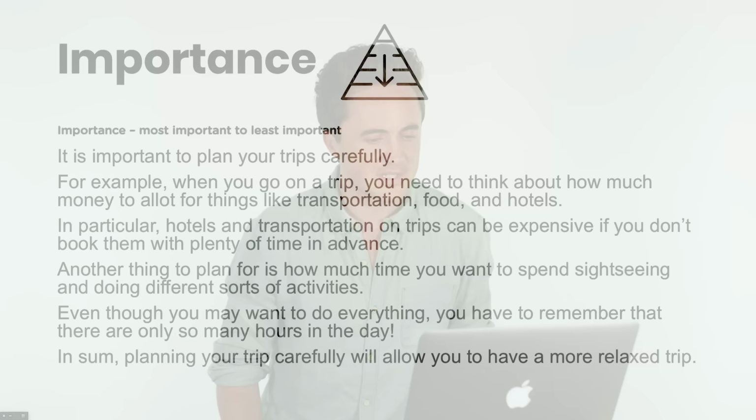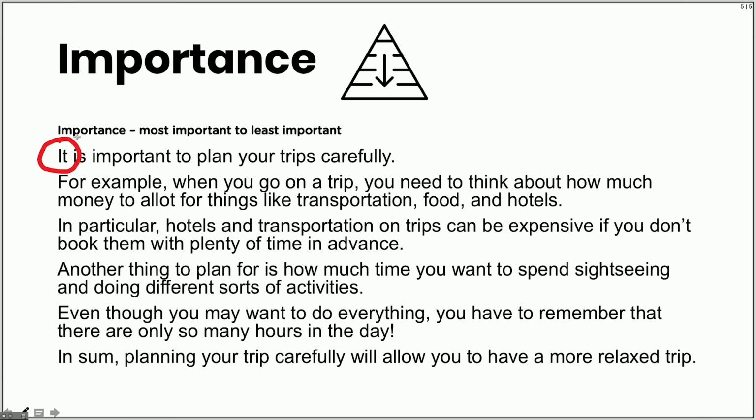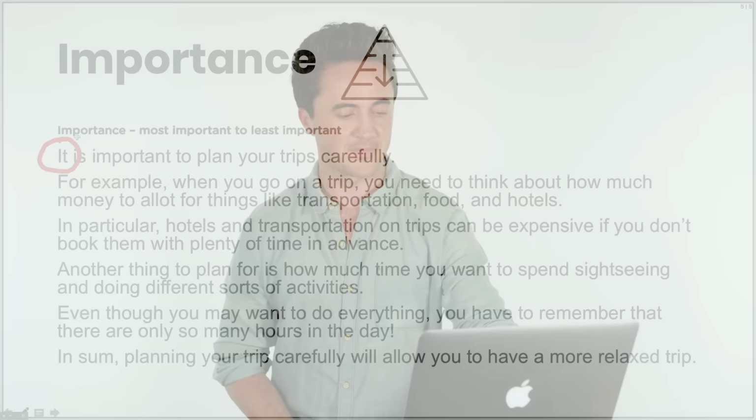And before we look at the way that this is structured, I do just want to point out a pronoun here. This paragraph actually begins with the pronoun it. Isn't that weird? It doesn't actually begin with a noun, because sometimes in English we say, isn't it a lovely day? Isn't what a lovely day? It. Anyway, this one's a good example. It is important to plan your trips carefully. Just keep that in mind. Sometimes the topic sentence, the first sentence, the independent sentence, can actually start with a pronoun. Weird. All right, anyway, back to the order of importance.